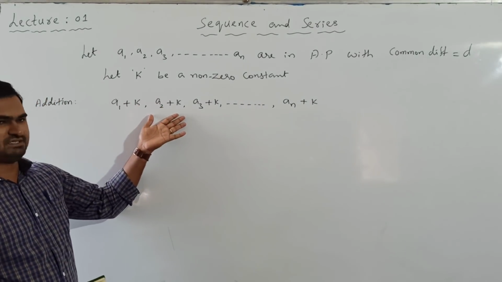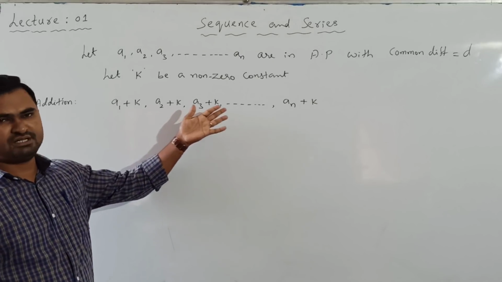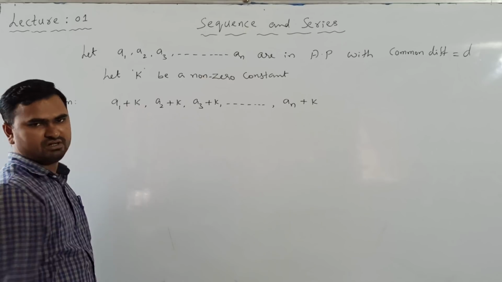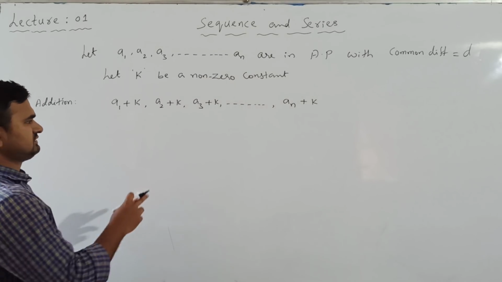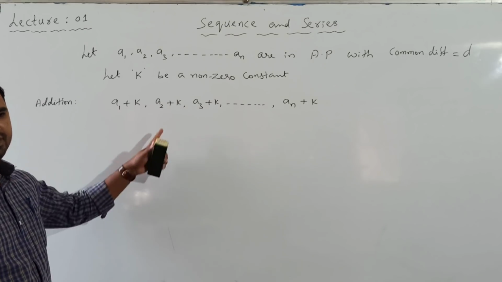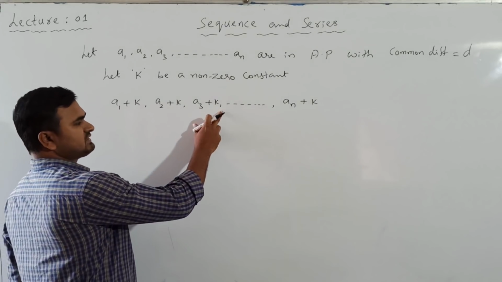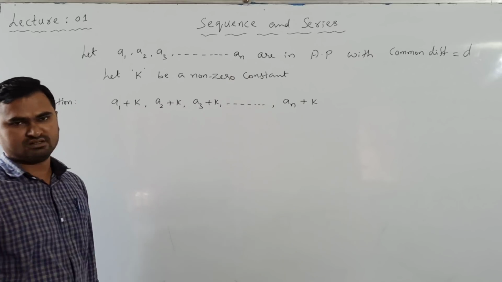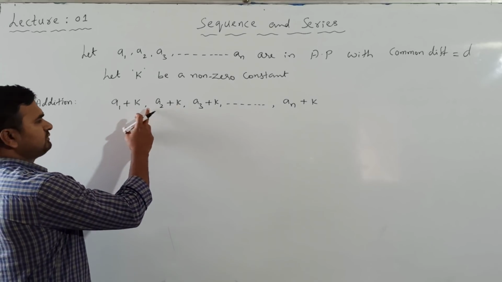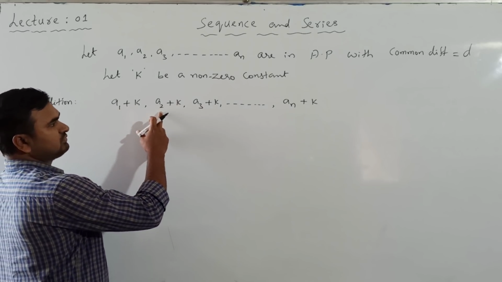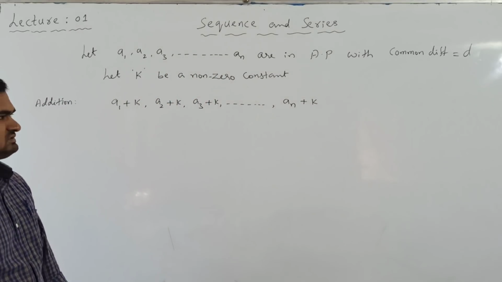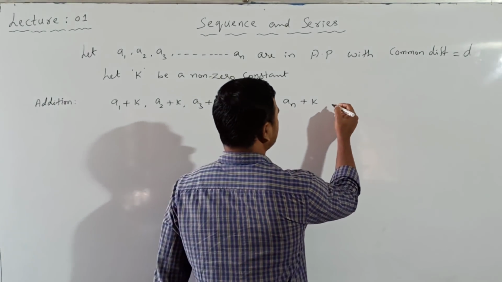Now this resulting sequence will also be in arithmetic progression. You can observe how to check whether it is in AP or not. We will take the difference. So a2 plus k minus a1 plus k, k will get cancelled. We get a2 minus a1. a3 plus k minus a2 plus k, again k will be cancelled, a3 minus a2. So a2 minus a1 and a3 minus a2 are both the same as the common difference of the given arithmetic progression. So this is also in AP.